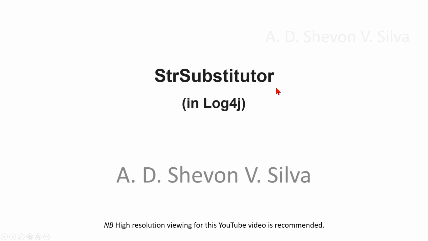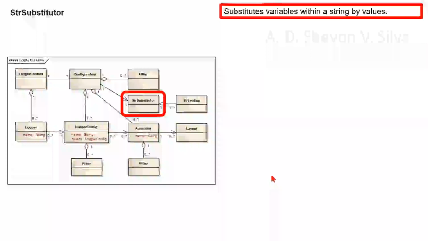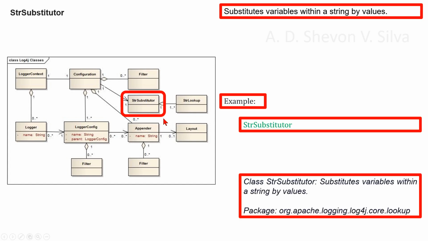StrSubstitutor in Log4j. Now we are considering StrSubstitutor, which substitutes variables within a string by values. As an example, we can consider class StrSubstitutor here. This is the main class we are referring to actually. It substitutes variables within a string by values.